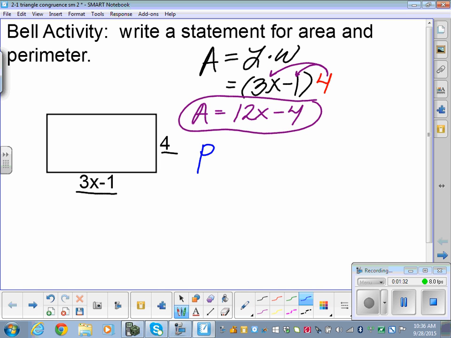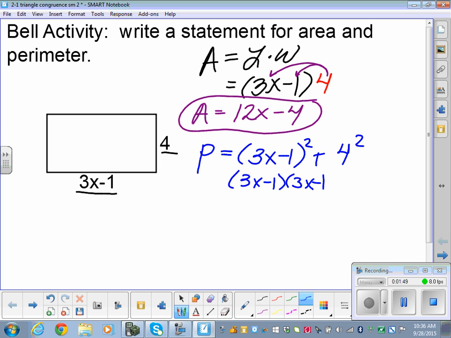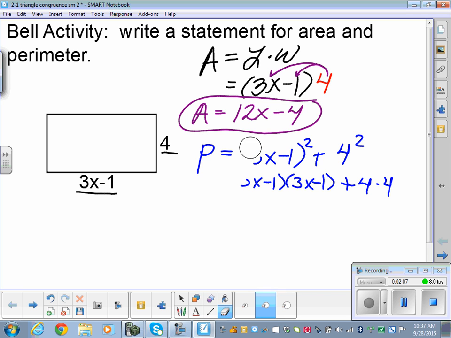Now let me show you what I saw on the test and on the retest. People said, okay, perimeter is 3x minus 1 squared, and then they said plus 4 squared. Okay, let me show you what that is. This is not correct, so don't write this down. That's 3x minus 1 times 3x minus 1 plus 4 times 4. When you're doing perimeter, do you times the sides? No. So you can't, right? That's not a true statement. Does everybody understand why if you write squared, it's not correct? It's not this side times this side plus this side times this side. That's not how perimeter works. We're simply adding up all the outside.